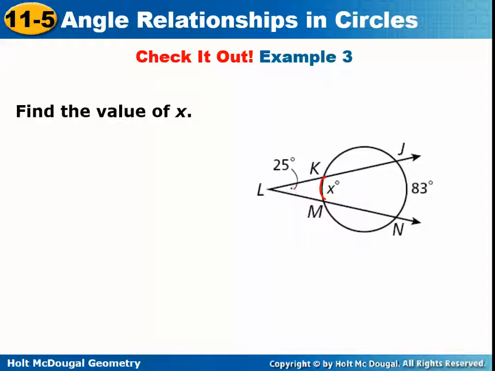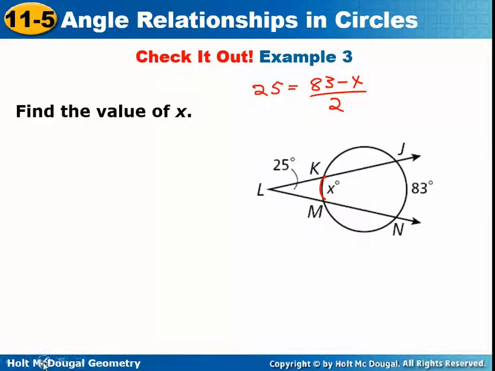Now sometimes you'll be looking for one of the arcs, and you'll be given the angle formed outside the circle. So in this case, you would put 25 is equal to, remember what we did? We subtracted the 2 arcs and divide by 2.